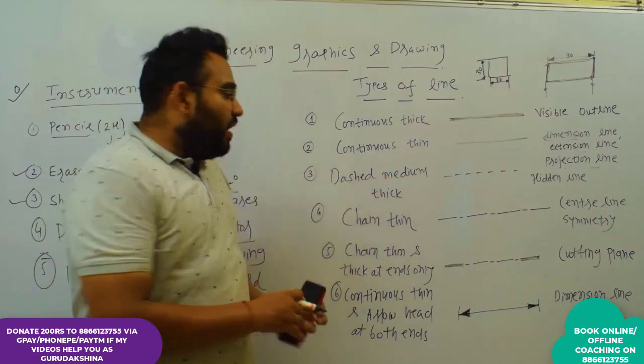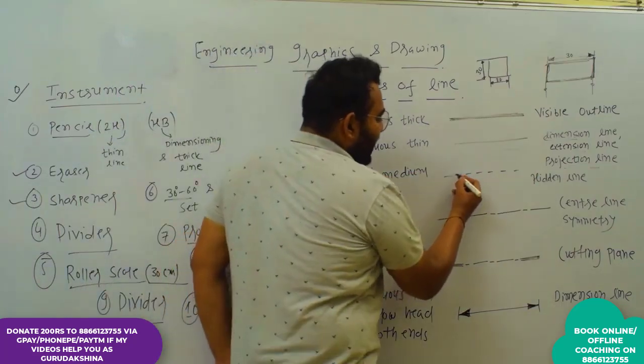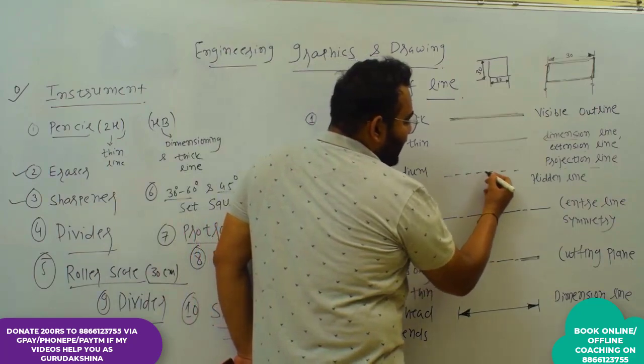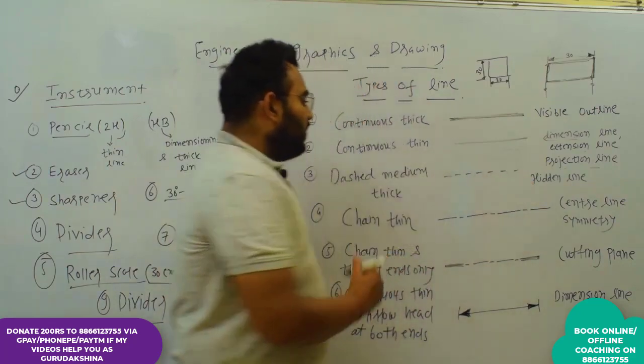Okay. Now the third line is called the dash medium thick line, also known as the hidden line. You can see the dashes over here. So it is known as the hidden line.